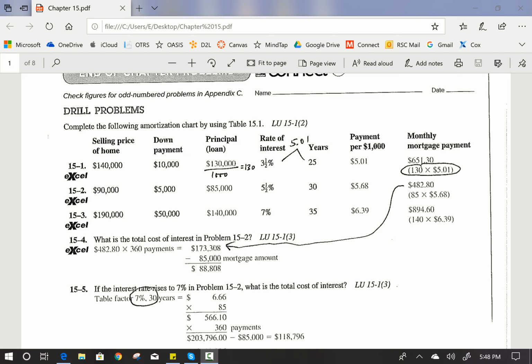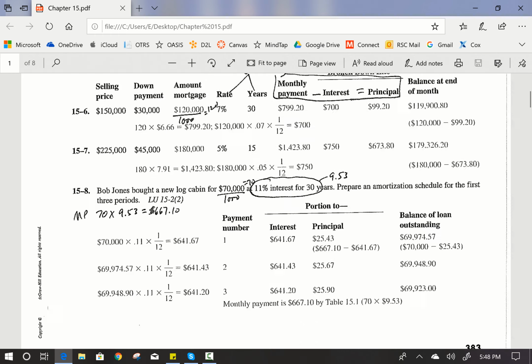We're going to subtract out our down payment to give us the principal, or the amount financed, of $130,000. We're going to divide it by $1,000 because our amortization table is based upon $1,000. So that'll give us 130, and we're going to take that times the corresponding factor of 3.5% and 25 years based upon the table. So I'm going to go to the table at 3.5% and 25 years.